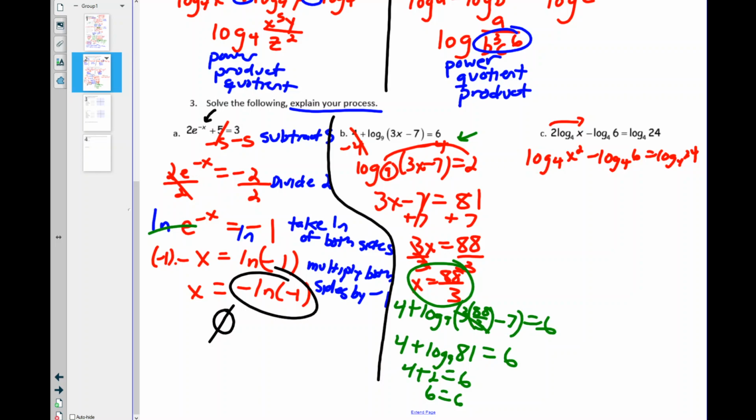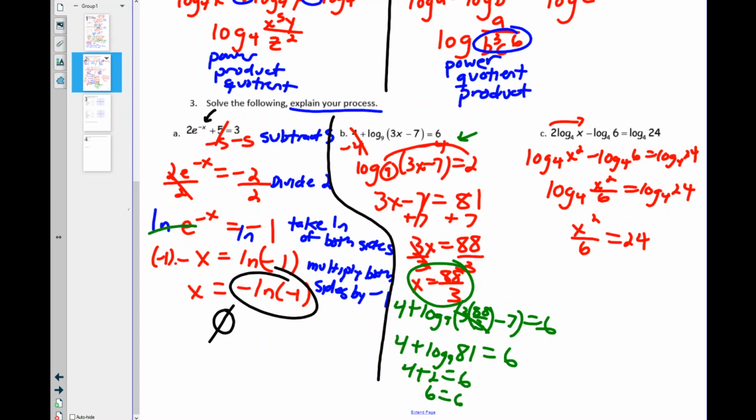Now, we do need to condense this here. What property can I use to bring those two logs together? Quotient. So I would say log base 4 of x squared over 6 is equal to log base 4 of 24. Now, do you see how both sides have log base 4s? Okay, so we can just make what's on the inside equal to each other. You can basically eliminate the log base 4s.